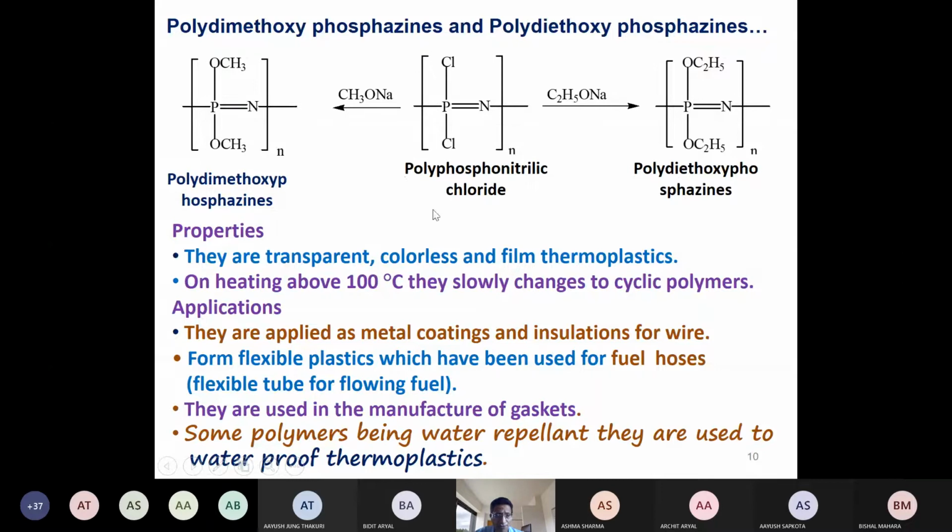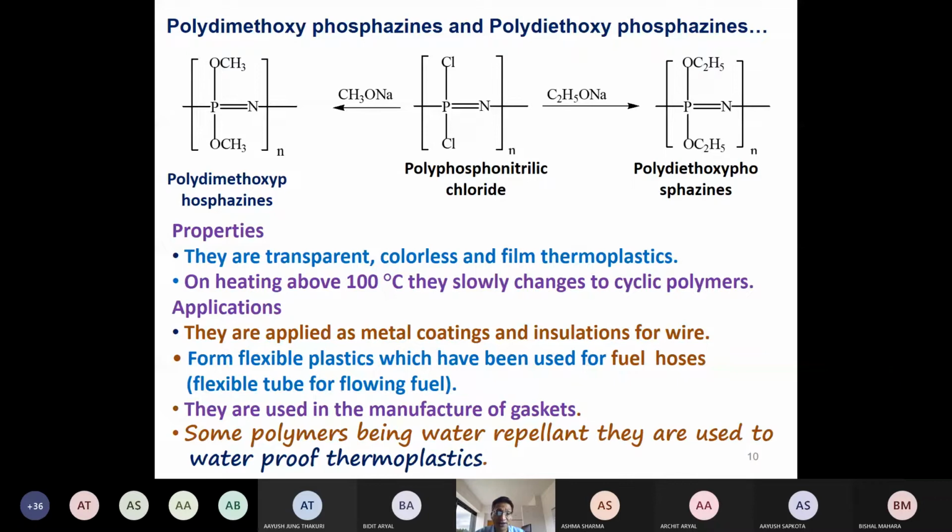The properties are also the same, so we study them in combined form. They are transparent, colorless, and thermoplastic. On heating above 100 degrees Celsius, they slowly change to cyclic polymer. Then application of polydimethoxyphosphazine and polydihydroxyphosphazine, same properties: they are applied as metal coating and insulation for wire. They form flexible plastic which has been used for fuel hoses. Fuel hoses mean flexible tube for flowing fuel.